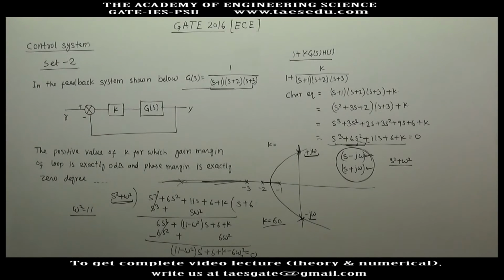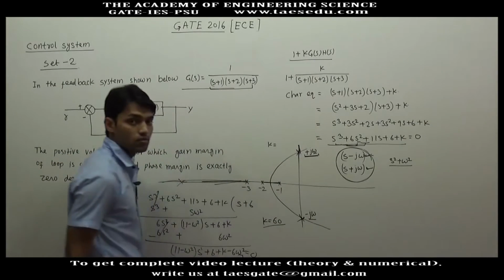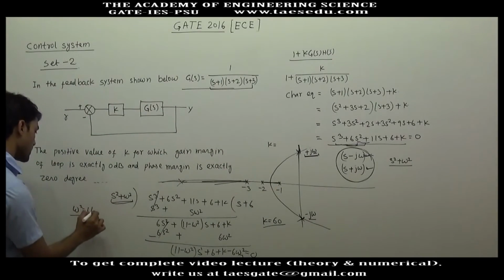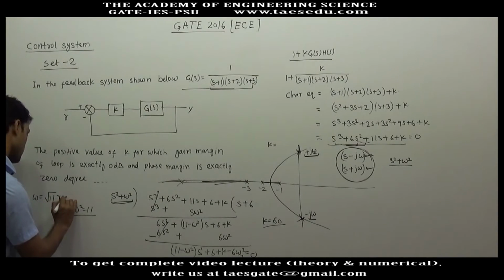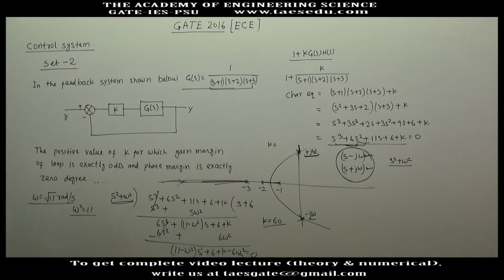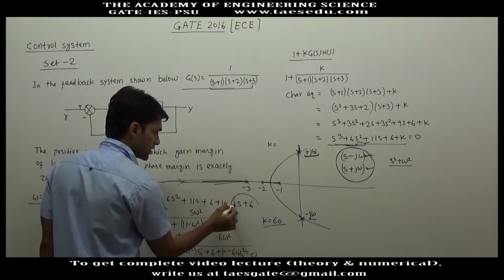So when k is 60, the system will be oscillatory, and the value of omega will give you the oscillation frequency. Omega square is equal to 11, so omega equals root 11 radian per second. With this frequency, the system will oscillate when the value of k is 60.